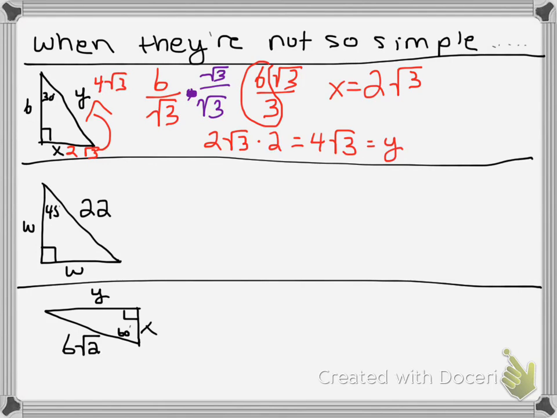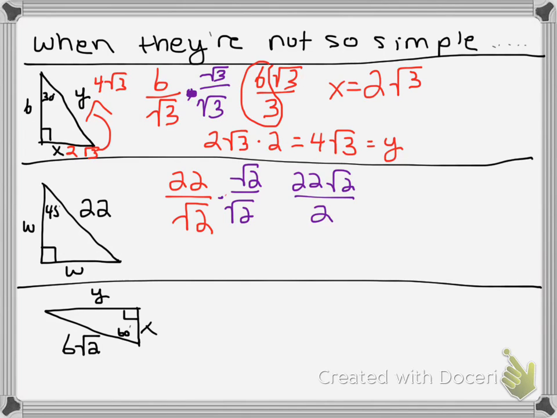All right, so let's look at another one. This is a 45, 45, 90 triangle. We know that the hypotenuse is 22. We have to figure out the two legs. We know that we have to divide by the square root of 2 if we're going backwards from the hypotenuse to the legs. So I'm going to do the same thing I did before. I'm going to multiply the top and the bottom times the square root of 2, and that gives me 22 square root of 2 over 2. I can divide these two numbers, and I get 11 square root 2. That is my side length.